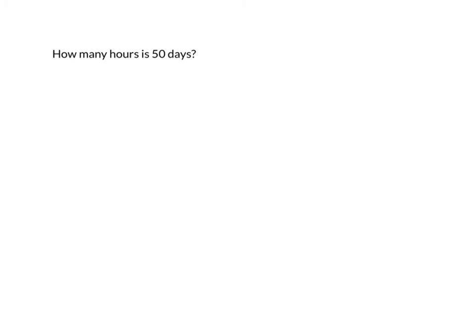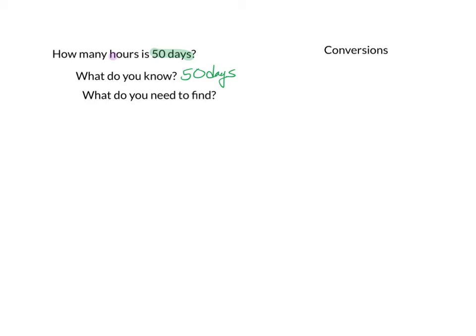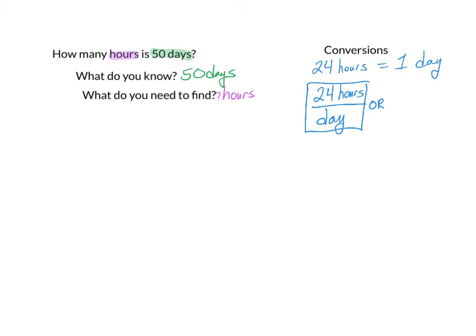What if I had asked you how many hours is in 50 days? In this case, we now know that there are 50 days, and we know that we're looking for how many hours. Next, we need to know what kind of conversions we know, and again, we know that 24 hours is equal to 1 day, and that means that we have the same two ratios that we had before. There are 24 hours per day, or 1 day has 24 hours.